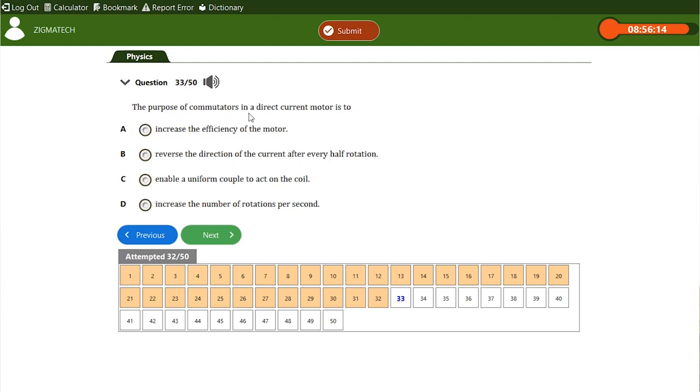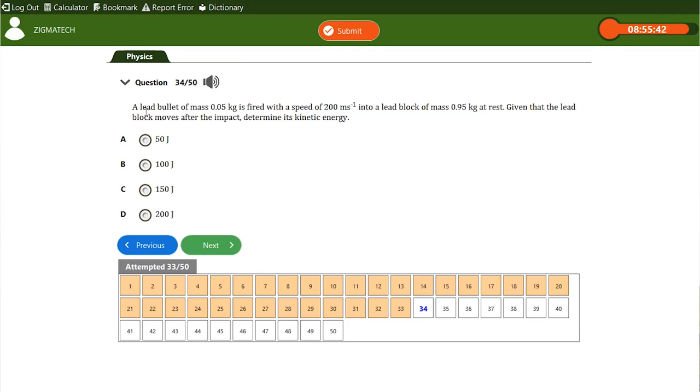The purpose of a commutator in a direct current motor is to... it must be to reverse. Increase the efficiency of the motor, no. Reverse the direction of the current after every half rotation, of course. Enable a uniform couple on the coil, no. Increase the number of rotations, no. The answer is B. You can check it up as well. This is one of the differences between AC motors and DC motors.